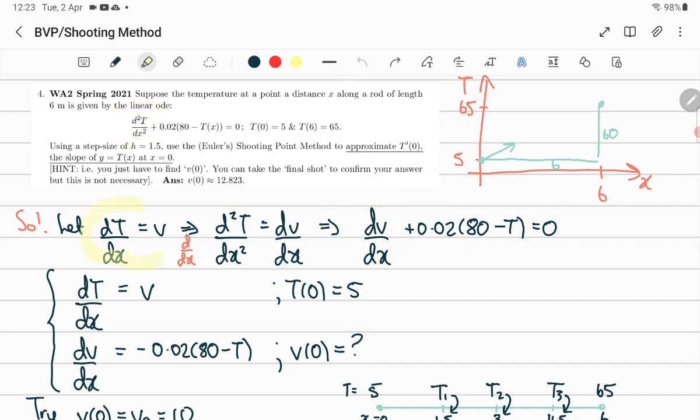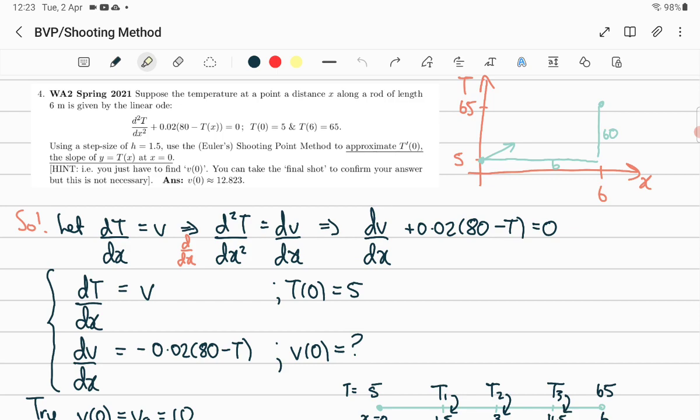So this is one of our differential equations, and this is a differential equation for t, so it takes the initial value of t. And then the initial value v, as we said before, you don't know. Now, I've got a picture here of what's going on.